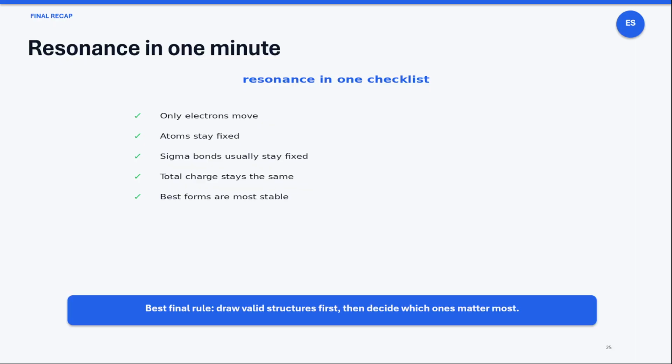Slide 25. Let's recap. Resonance structures are different valid drawings of the same molecule or ion. Only electrons move. Atoms stay fixed. Sigma bonds usually stay fixed. The total charge stays the same. Curved arrows start at electrons and point where electrons go. Formal charge helps you check your work. The best resonance contributors usually have full octets, fewer charges, and better charge placement. And the real molecule is the resonance hybrid. Final rule: draw valid structures first, then decide which ones matter most. That is resonance structures made simple.